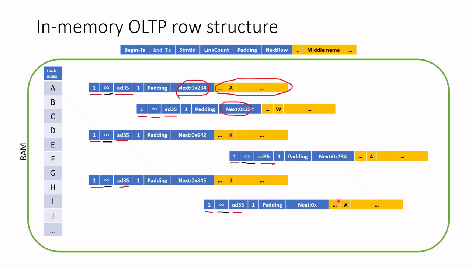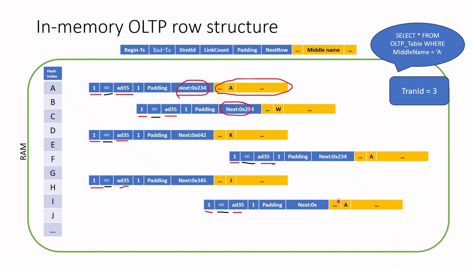Now let's see how a select query works in this case. Suppose we are running the following query: select from the OLTP table where middle name equal to A. Firstly, the ID of this transaction is recorded. Let's say it is 3. Next, SQL Server goes to the index, finds A in our index table and the corresponding first row.